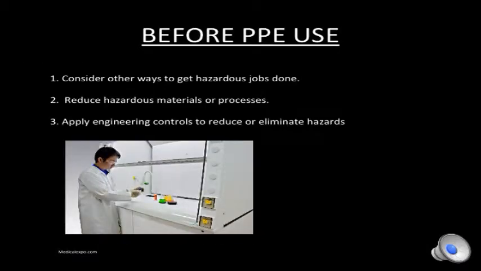Before you use PPE, be sure to first consider other ways to get hazardous jobs done. Reduce hazardous materials or processes, and apply engineering controls to reduce or eliminate hazards. The goal of these steps is to eliminate the need for PPE wherever possible. A common example of a laboratory engineering control is a chemical fume hood, which eliminates the need for a respirator by effectively reducing an employee's exposure to airborne materials.